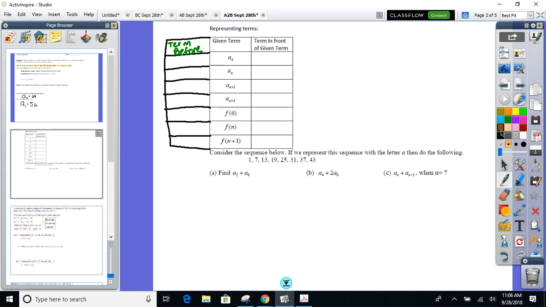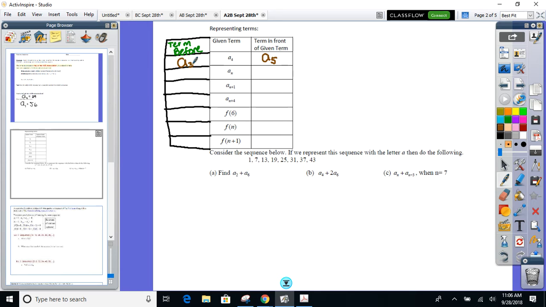Ready to go. What's this one telling me? I'm on what term right now? Fourth term. What's the next term then? Fifth. And how do I write it? A with the subscript of 5. What would be the term before it? If I'm on the fourth, what's the term before it? 83. Yep. Third term.